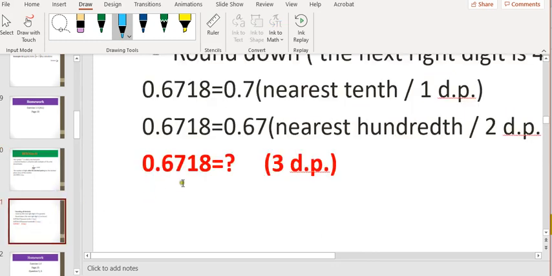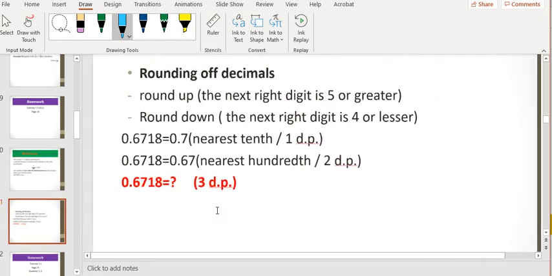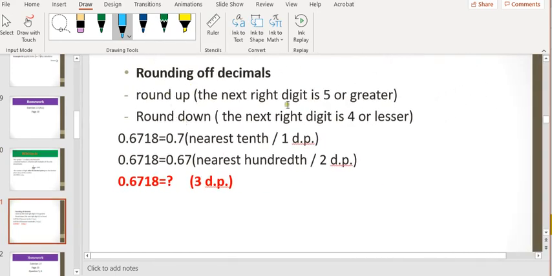So this one, how about this one? Okay, so you just remember, when you're 5 or greater, you need to round up. If you have 4 or lesser, then you need to round down. For example 0.6718. Nearest 10, so 1 decimal, so it's 0.7. But if it's nearest 100, so 2 decimal places, because this is 1, so it's still 0.67.